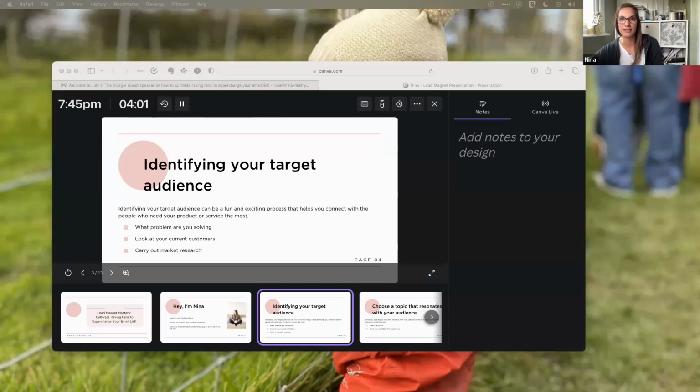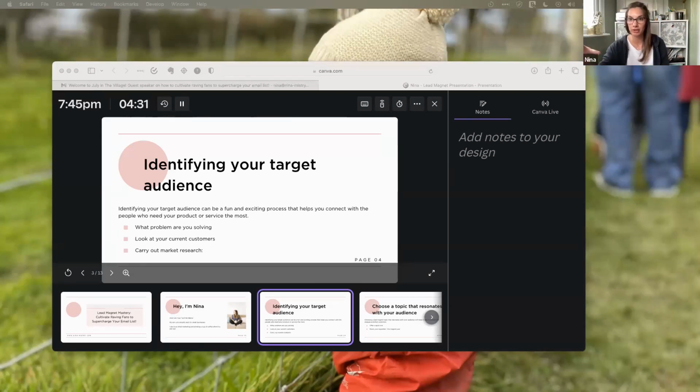So first things first, identifying your target audience. While you're doing this and thinking about those 2 things, you really want to think about who you want to draw in. You need to think about what problem you're solving. So think about the specific problem that your product or service helps to solve and who's likely to have this problem. This can help you with identifying your target audience.